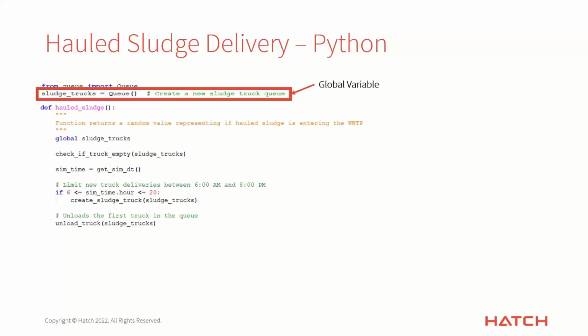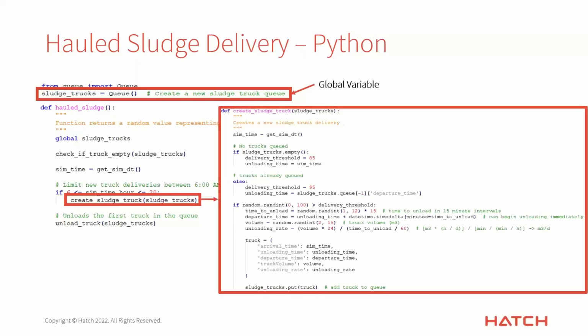All right, going back to our main function, the next thing that we do is we get our simulation time, so just what point throughout our simulation is it? And with that time, we take a look to see our constraint of saying we can only receive between 6 a.m. and 8 p.m. So we see if our simulation time corresponds to within these bounds. If it does, we can make a call to our create sludge truck custom function.